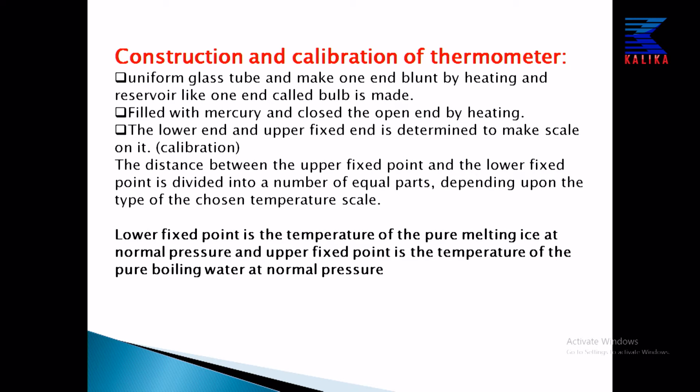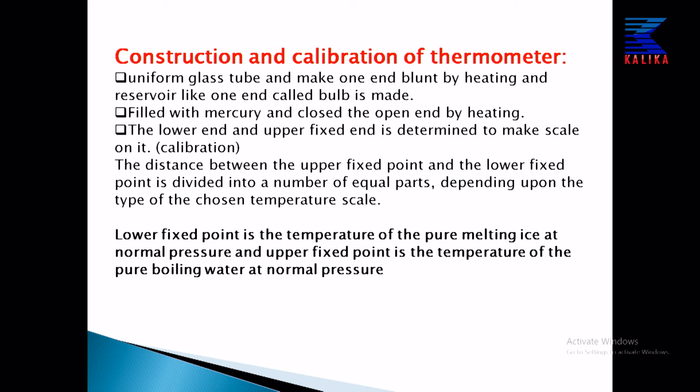As I already mentioned, if you take a thermometer without calibration, you can calibrate it by taking standard temperatures such as the melting of ice, that is 0 degree Celsius, and the boiling of water at 100 degree Celsius. If the lower fixed point is 0 degree Celsius and the upper fixed point is 100 degree Celsius, then you can divide that 0 to 100 into 100 equal parts. Then one equal part is known as 1 degree Celsius.